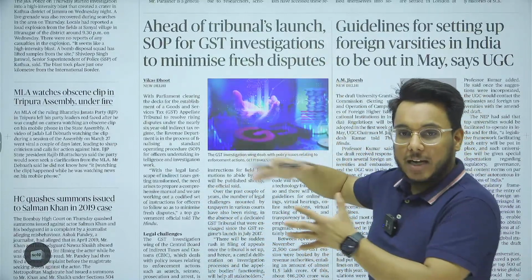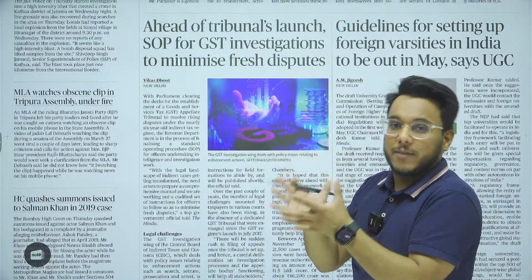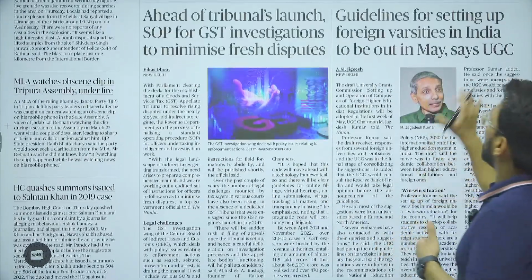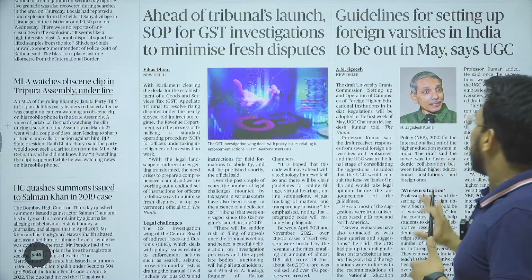Disputes don't come up. So that criteria is given. You are not required to track what will be the SOPs for investigations. Fine, for your examination. Then guidelines for setting up foreign universities to be out in May, says UGC.